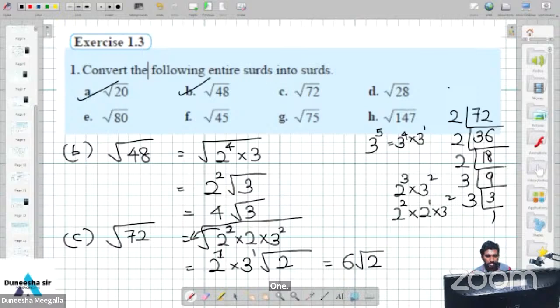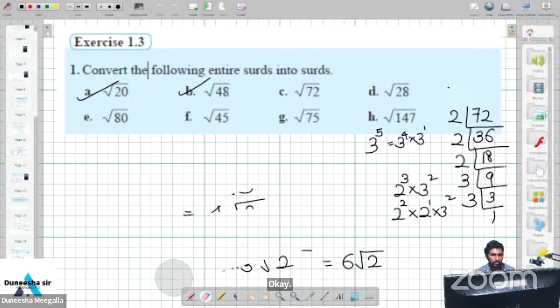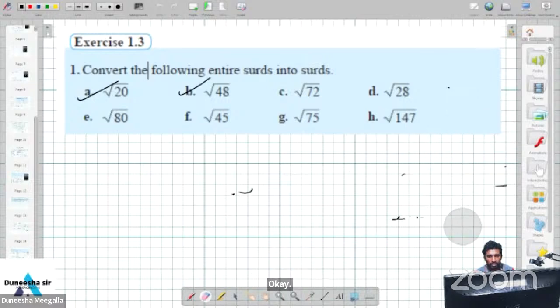If you finish the third one, raise hand. Third one එක. Okay. Now you have to get the 28. 28 වලට බලන්න.